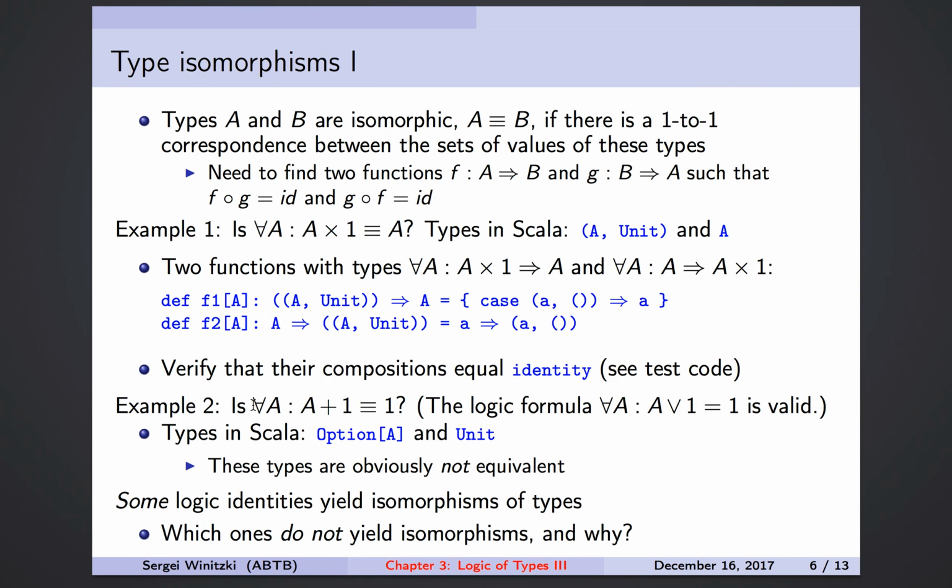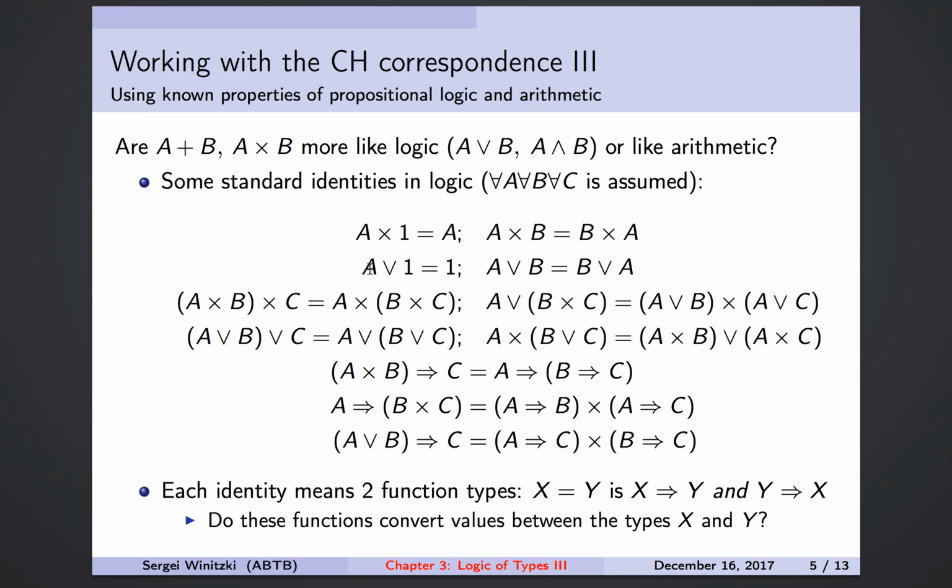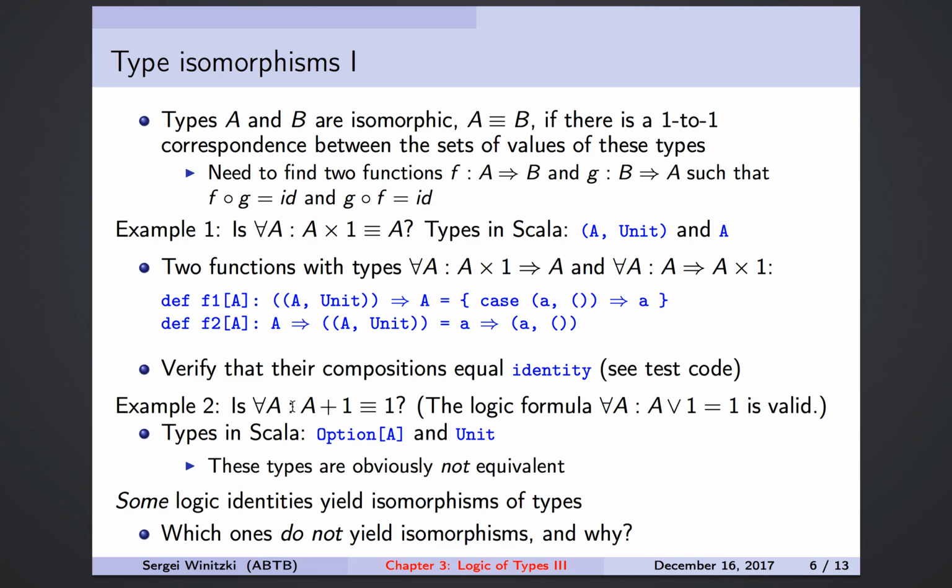The second example is I'd like to see if this is a type isomorphism. Remember, we had this formula in the logic. Disjunction of a and 1 is equal to 1. So a or true is true. Is this a type isomorphism if we translate that from logic into types? So that will become a plus 1 equals 1. Right? So the logical formula is valid. But is the type formula giving us a type isomorphism or not? The fact is that it does not.